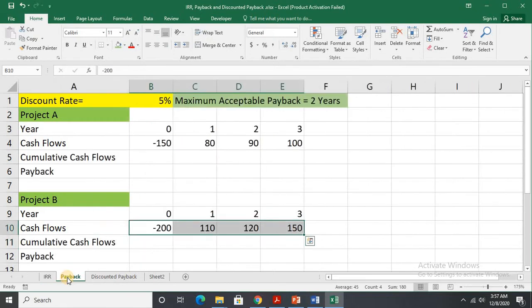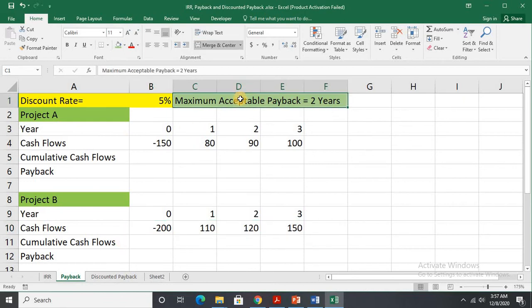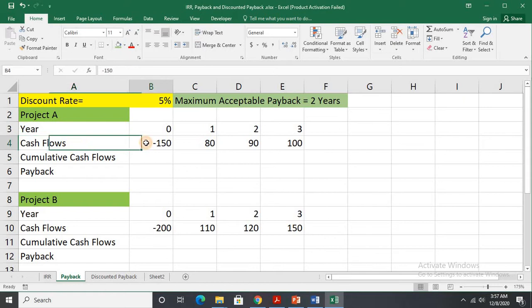Now let's calculate payback period. So here is the cash flows of project A and project B. Maximum acceptable payback is 2 years. Let's calculate the payback period of project A. So first row is year, then the second row over here is the cash flow. Third row we have to calculate cumulative cash flow. Finally we'll find out payback using the cumulative cash flow. Let's calculate the cumulative cash flows.